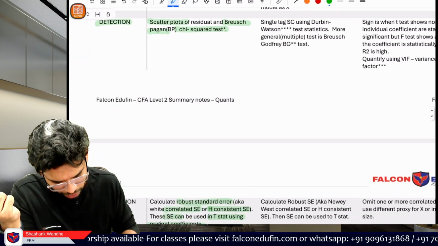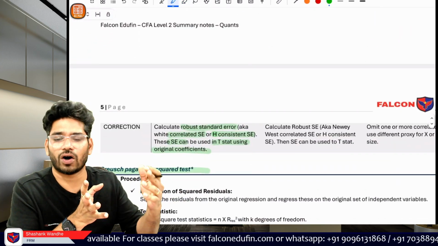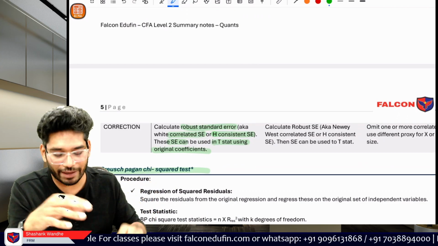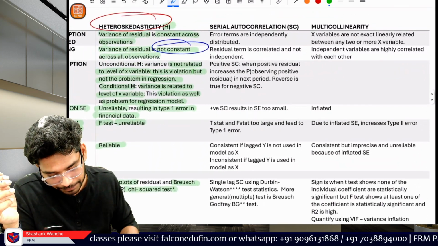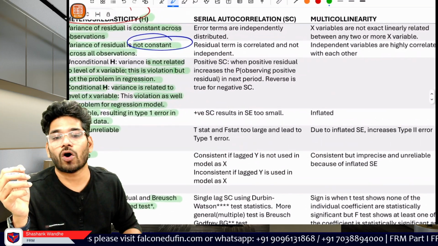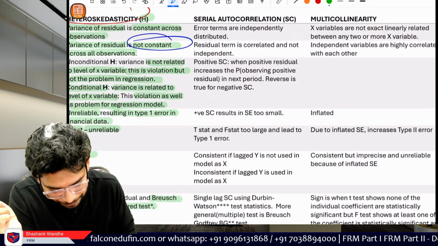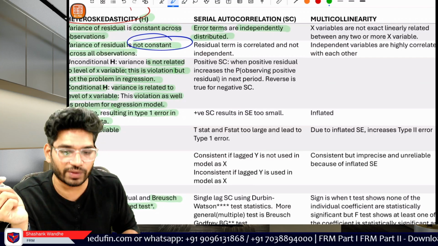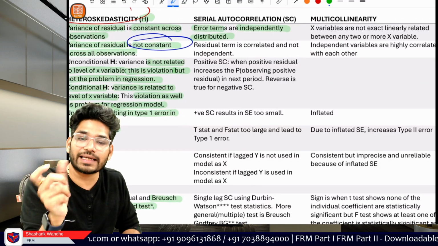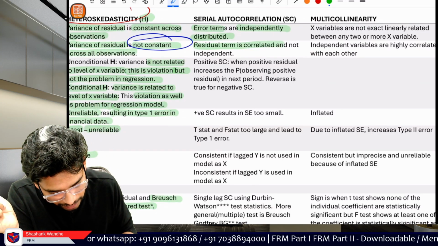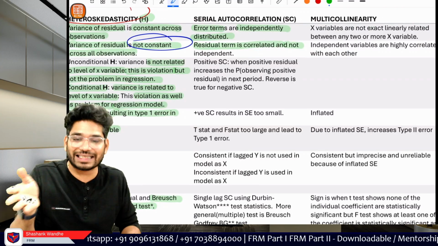How to do the calculation of the robust standard error or the heteroskedasticity-consistent standard error, we don't have that discussion in the curriculum. Now, next is the serial autocorrelation. Serial autocorrelation violates the assumption. The assumption is error terms are independently distributed. If there is a serial autocorrelation, this means the residual terms are correlated with their lagged value.